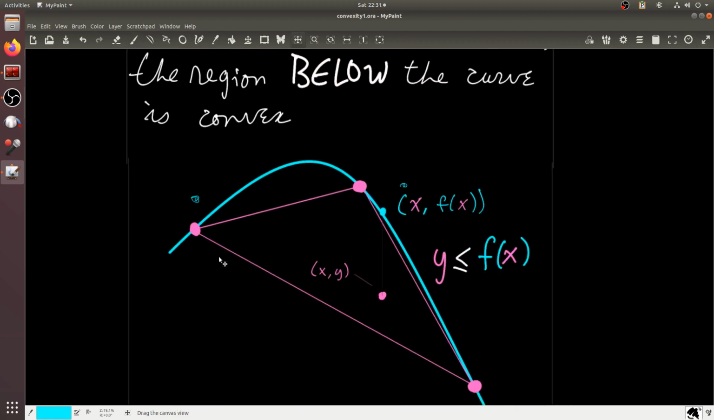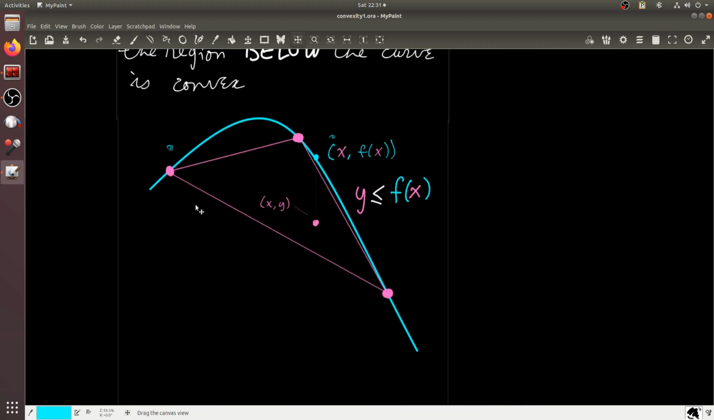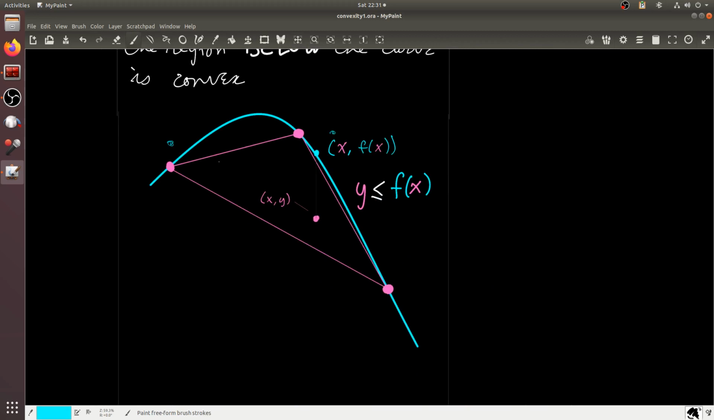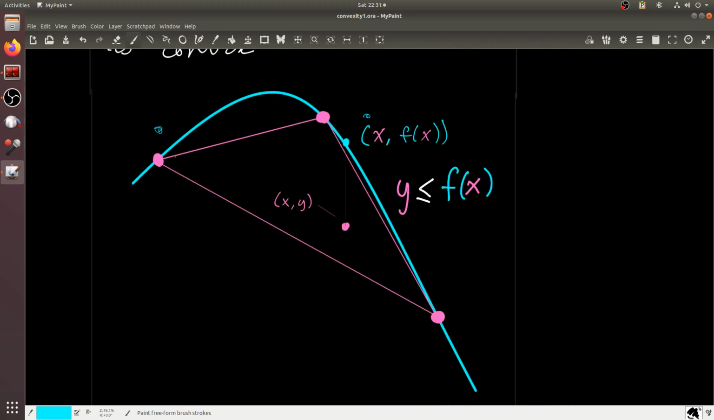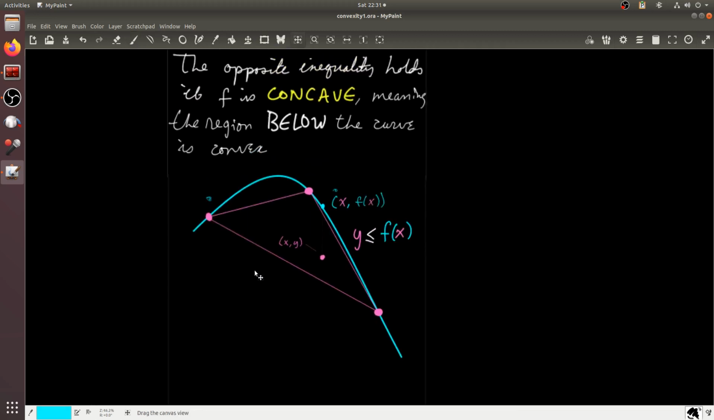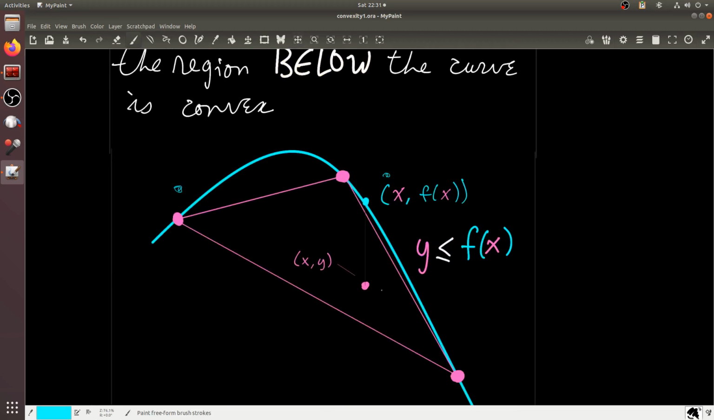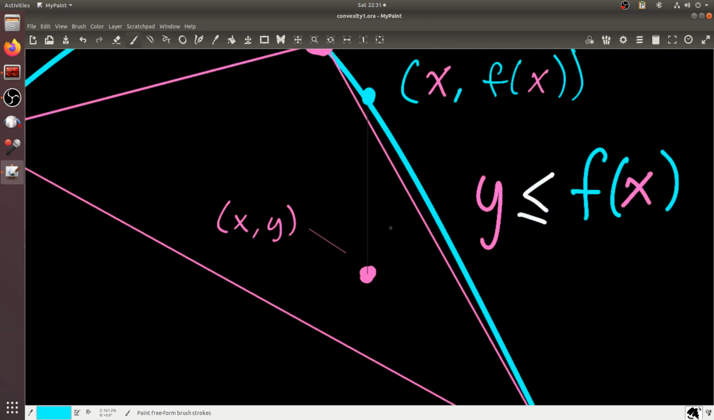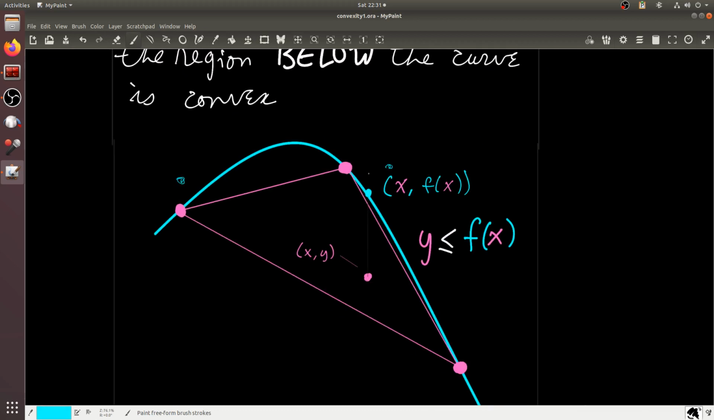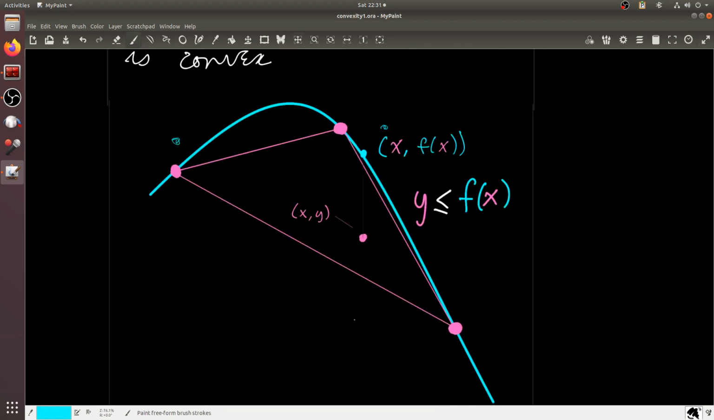Here, ignore those, they are from earlier. So concave means the region below the curve is convex. Here we have 3 control points and a point in the simplex. You draw the straight line up from the point to the point on the curve, and you have y is less than or equal to f of x. That's literally all Jensen's inequality is.